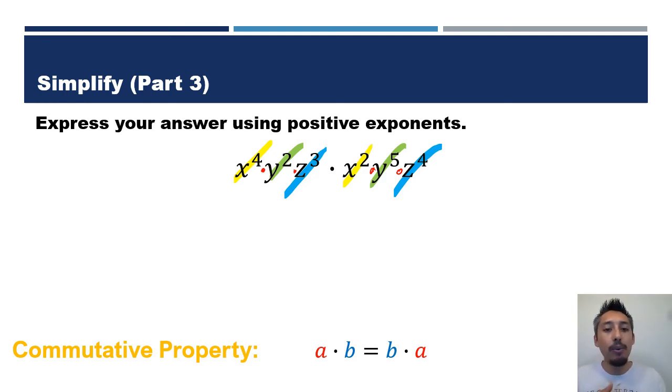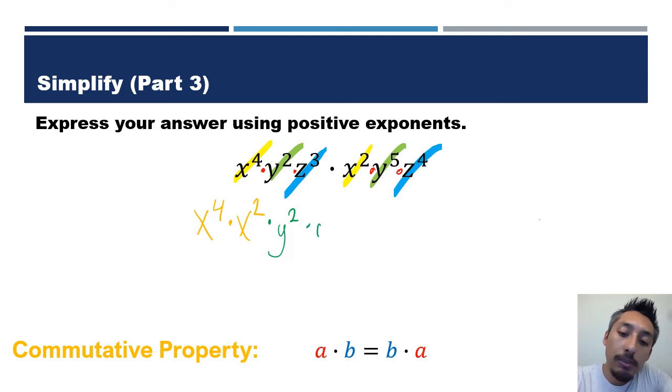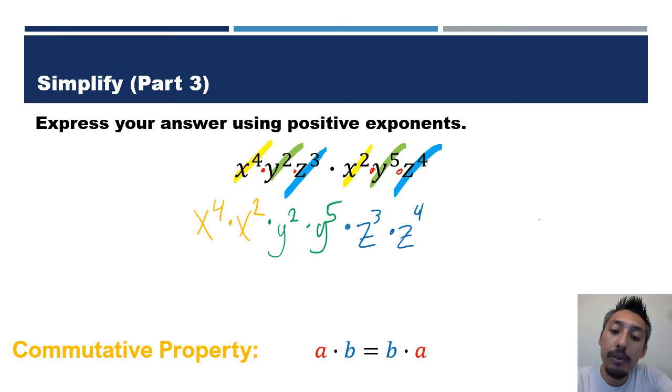It doesn't matter which way you multiply all this, you should still get the same answer, which means that we're going to reorganize the variables in a way that's a little easier for us to understand. So first I'm going to start by moving my x's together. I have x to the power of 4 times x to the power of 2. I'm going to do the same thing for my y's. So all this is being multiplied times y to the power of 2 times y to the power of 5. And last but not least, we have z. So times z to the power of 3 times z to the power of 4.